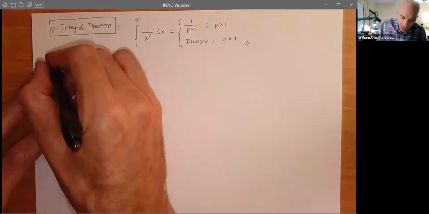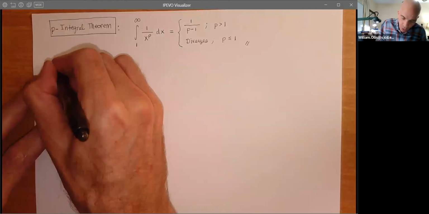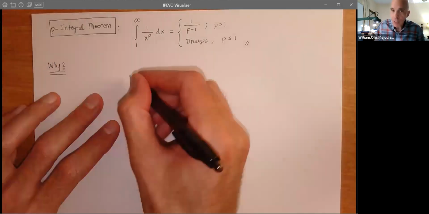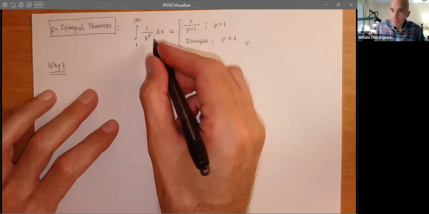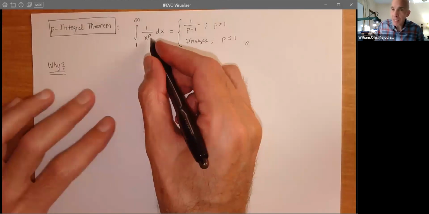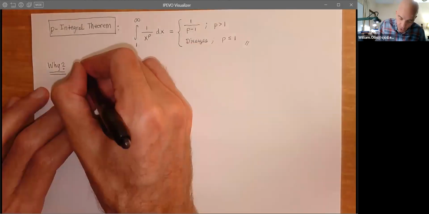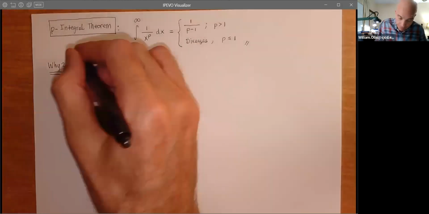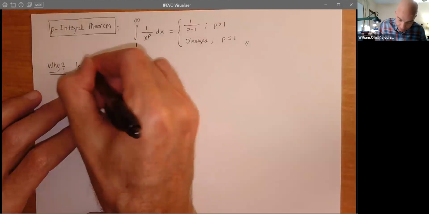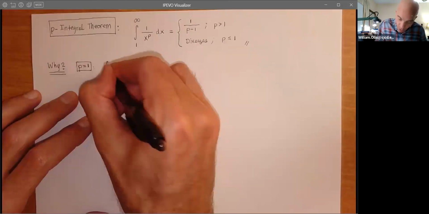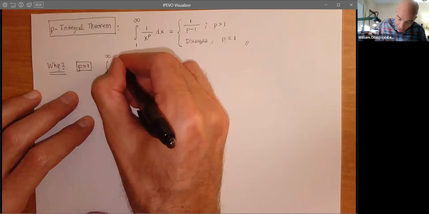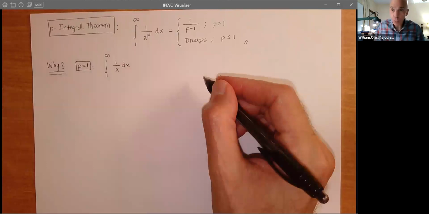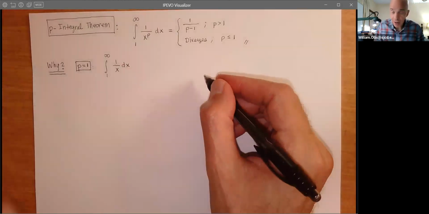Now, why is this true? Well, most of the cases can be done in one step, but the one case that requires separate analysis would be when p is equal to 1. So when p is equal to 1, what is the key here? We just get the integral from 1 to infinity of 1 over x dx. And you know what this is going to be. This is just the natural log. So you're thinking, oh, this is not going to converge.